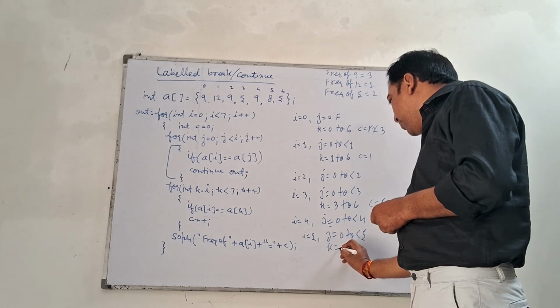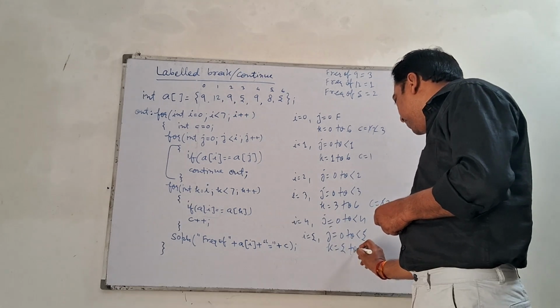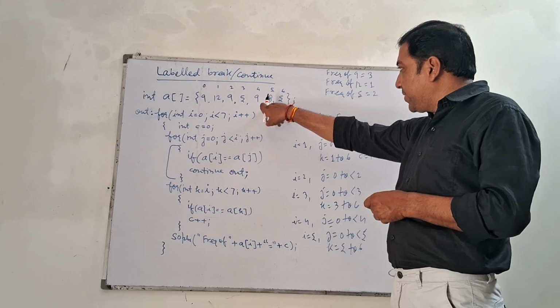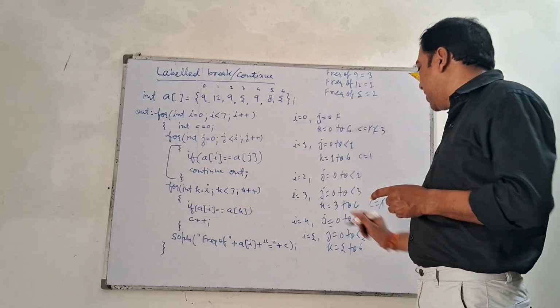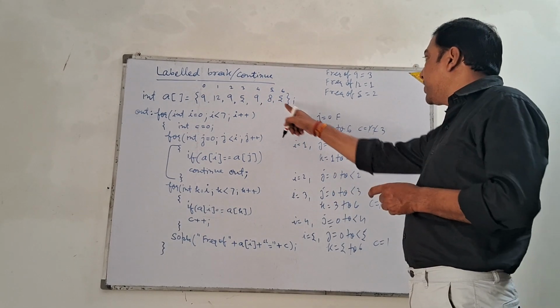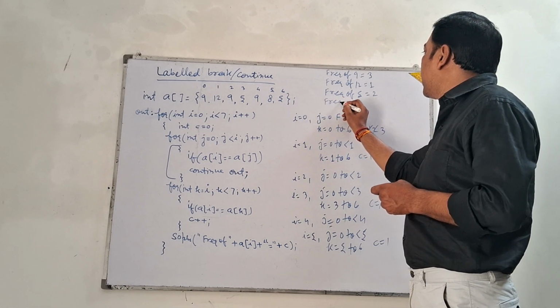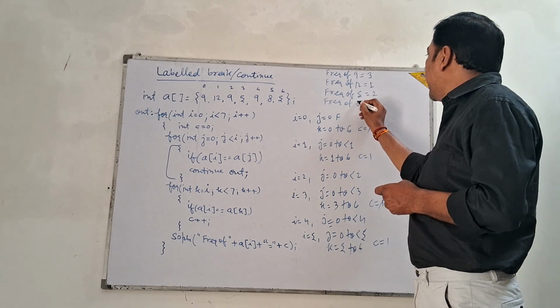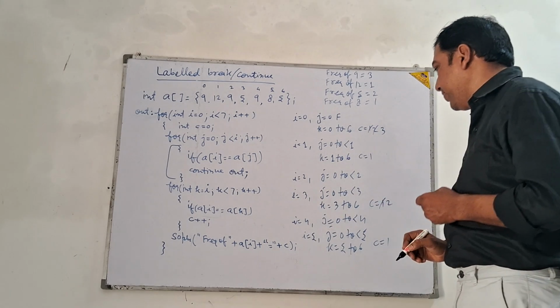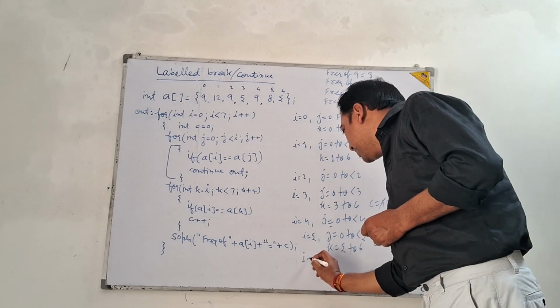Now the k loop will run from 5 to 6, 2 times. 8 is present on this location, counter is 1. 8 is present here? No. Counter is only 1. So the next output is frequency of 8 is equal to 1 time. And now i value is 6.